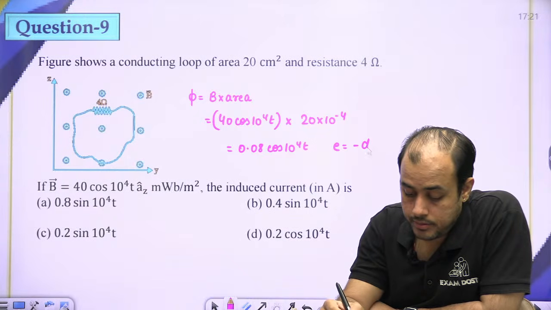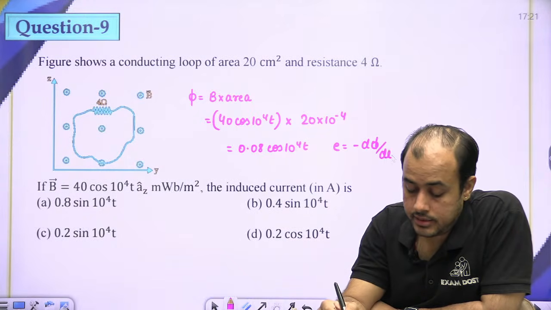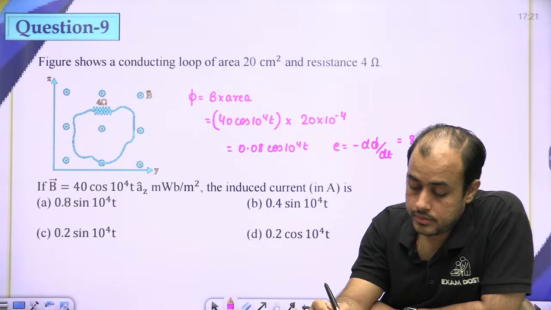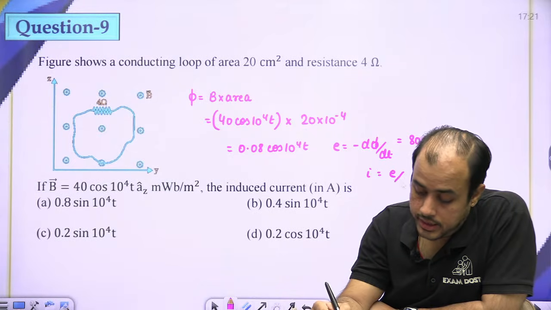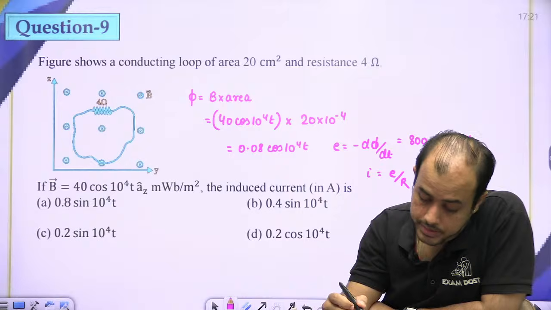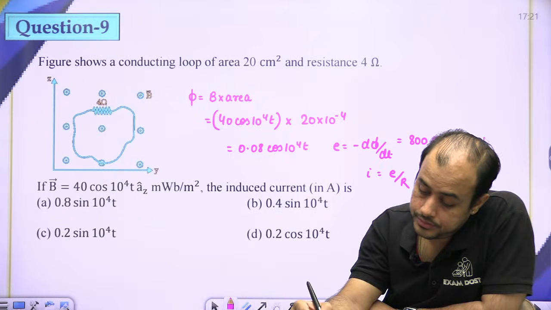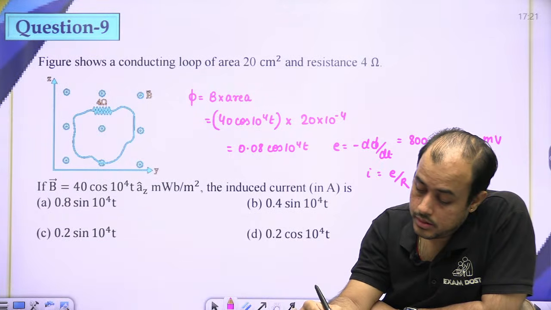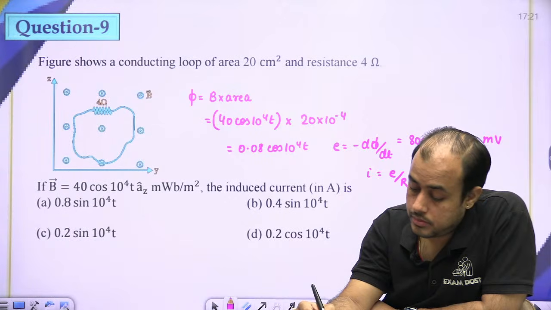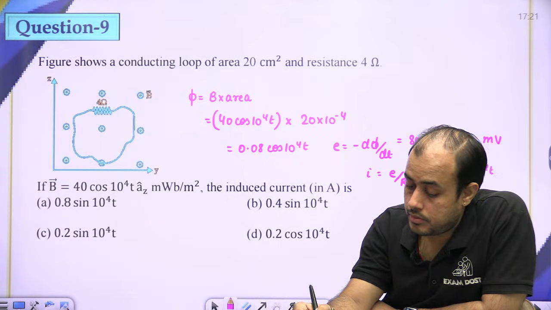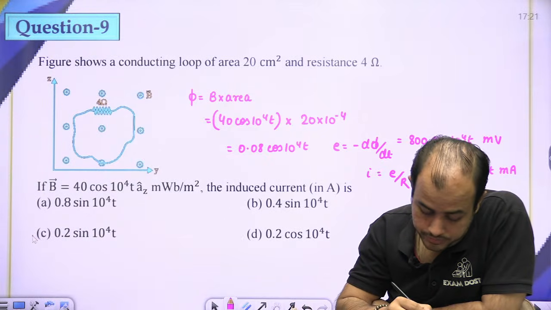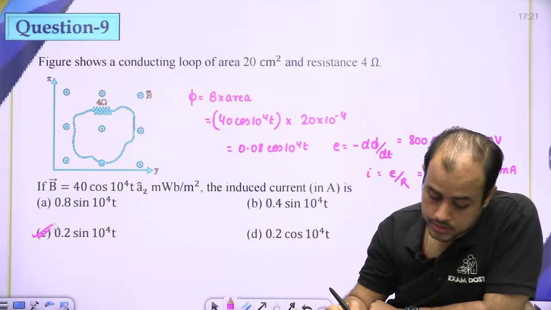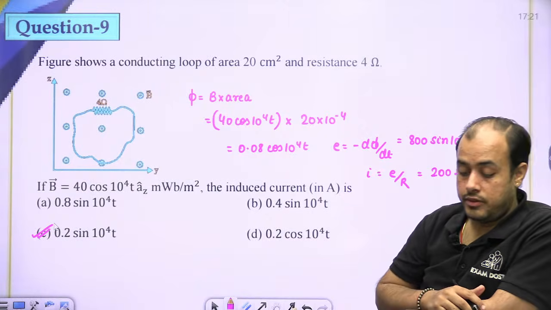Now EMF minus d phi by dt. Current E by R, and beta ye milli mein aayega. Toh 200 milli is 0.2. C option 0.2. Very good.